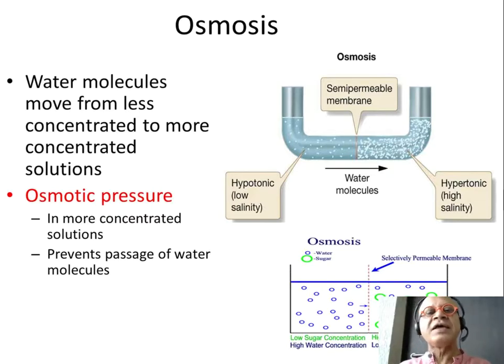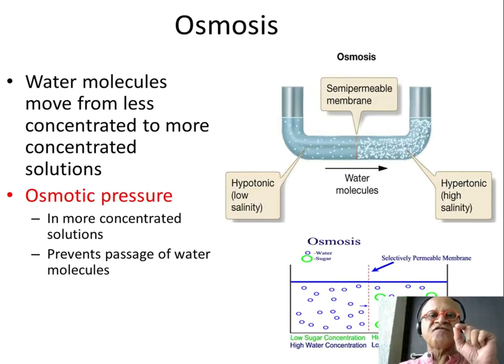Basically, when you have a body fluid, or a solution that has something dissolved in it, and a semi-permeable membrane between them, like the cell membrane, then you have high concentration of the dissolved material on one side and low concentration on the other side. So you have what is called hypertonic or high salinity and hypotonic or low salinity, and you have a semi-permeable membrane in the middle.